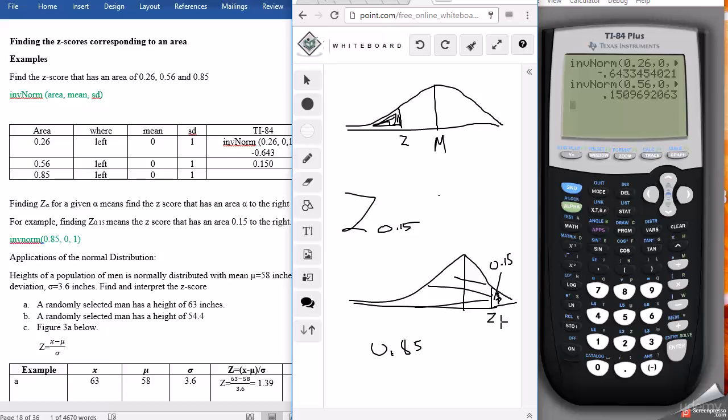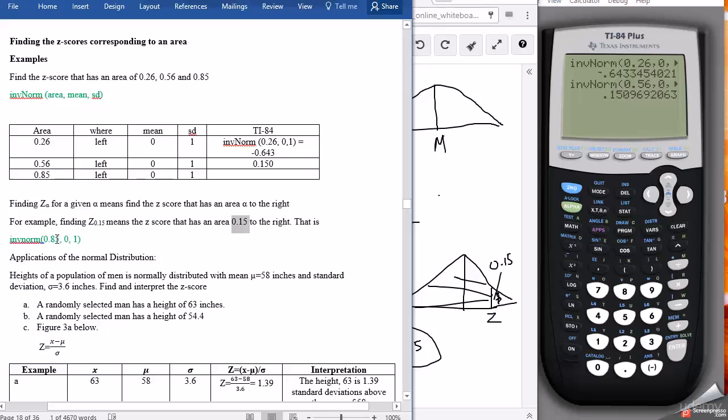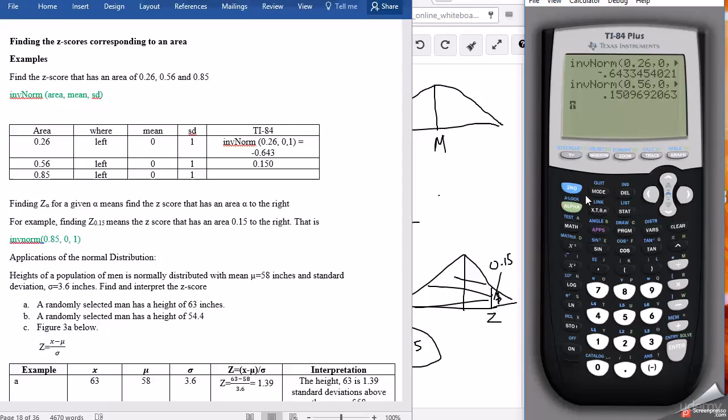To find the z-score, we're going to do what we did before, except that we're going to use 0.85 this time, because it is the area to the left of the z-score, and that is what we always use: the area to the left of the z-score. So we are going to use invNorm of 0.85, 0, 1 to find that z-score. We do the same thing: 2nd Vars, number 3, and this is 0.85.